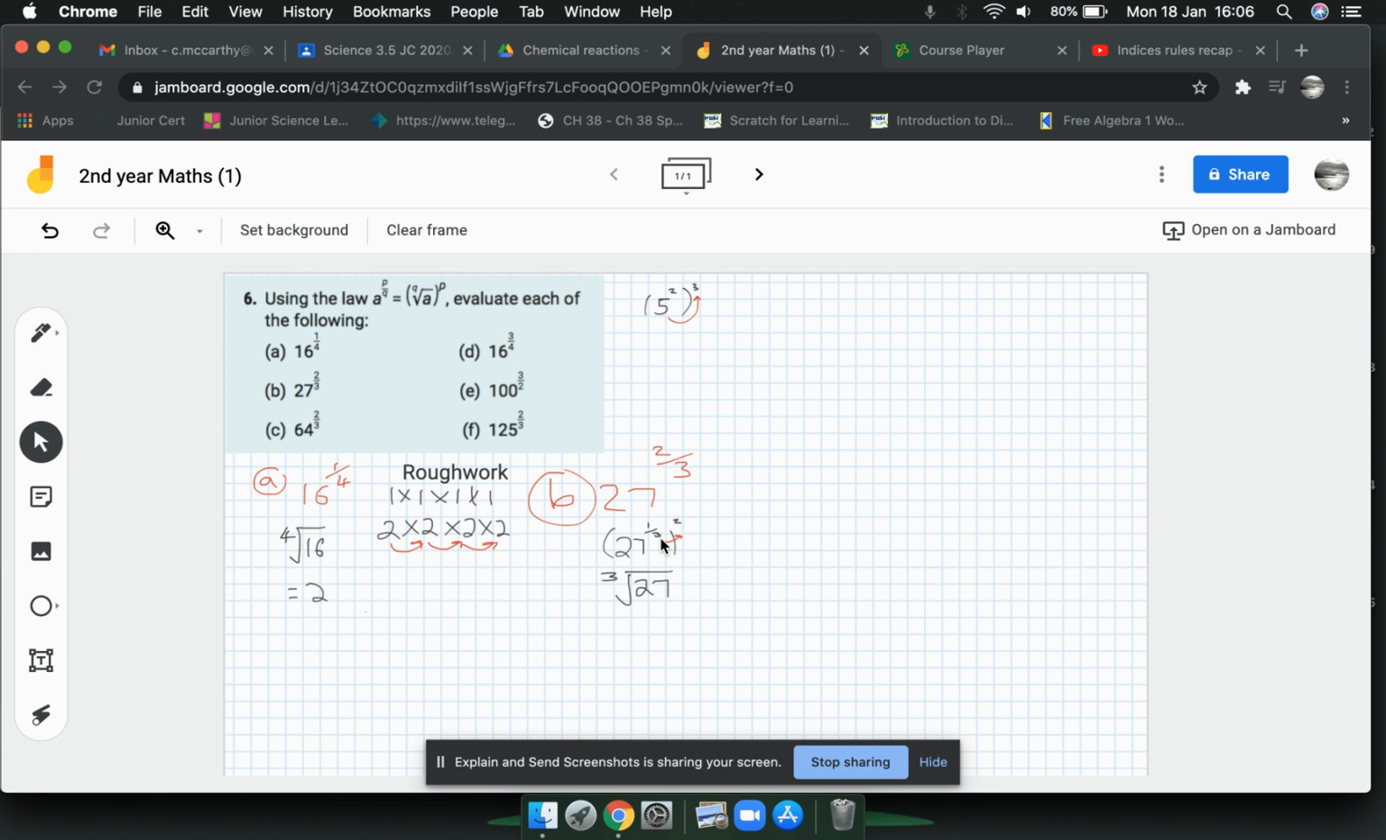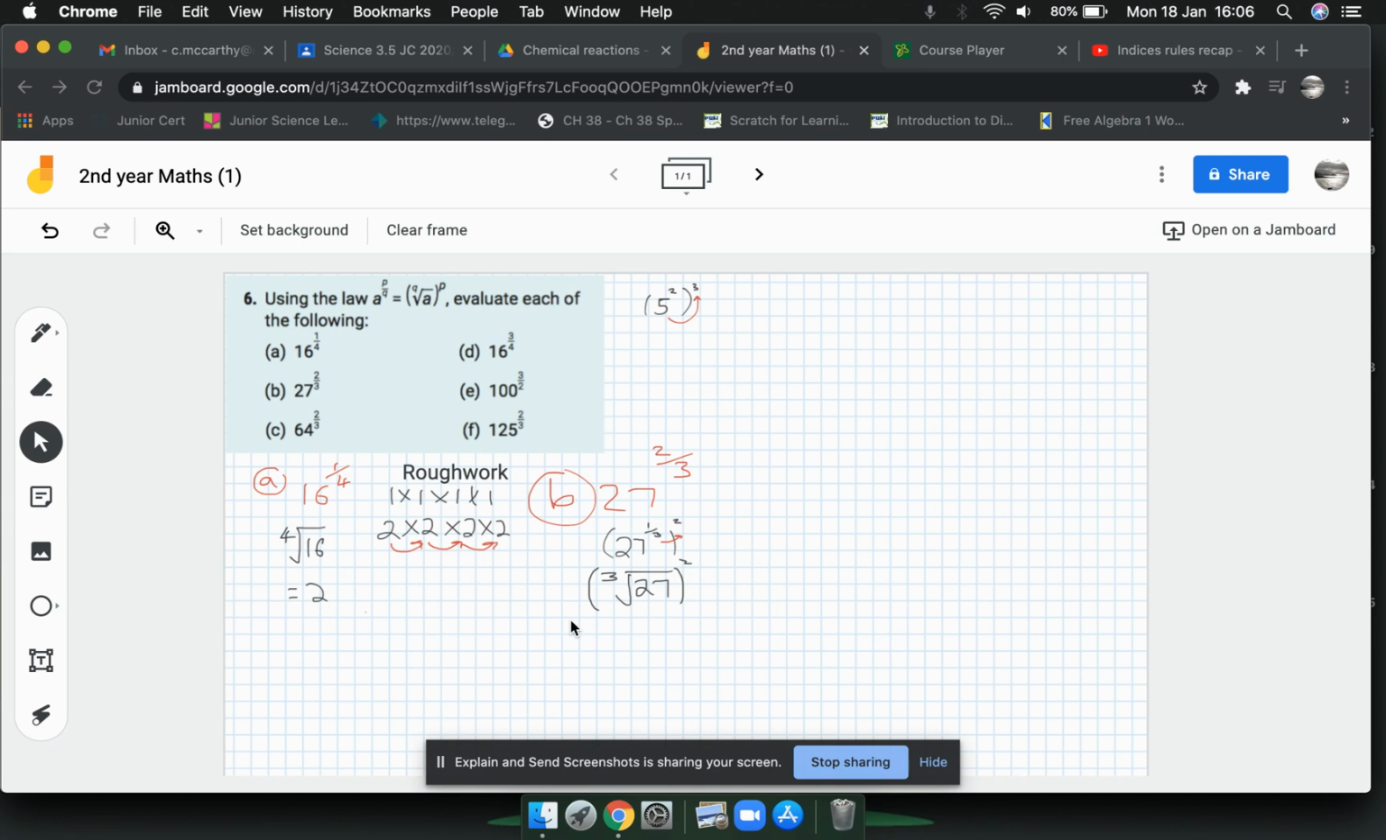So what I'm going to have to do is keep my bracket, and write a square outside of it. The only thing I'm doing here is changing 27 to the power of a third to the third root of 27, and I'm leaving the bracket as it is. Are we all with me so far?